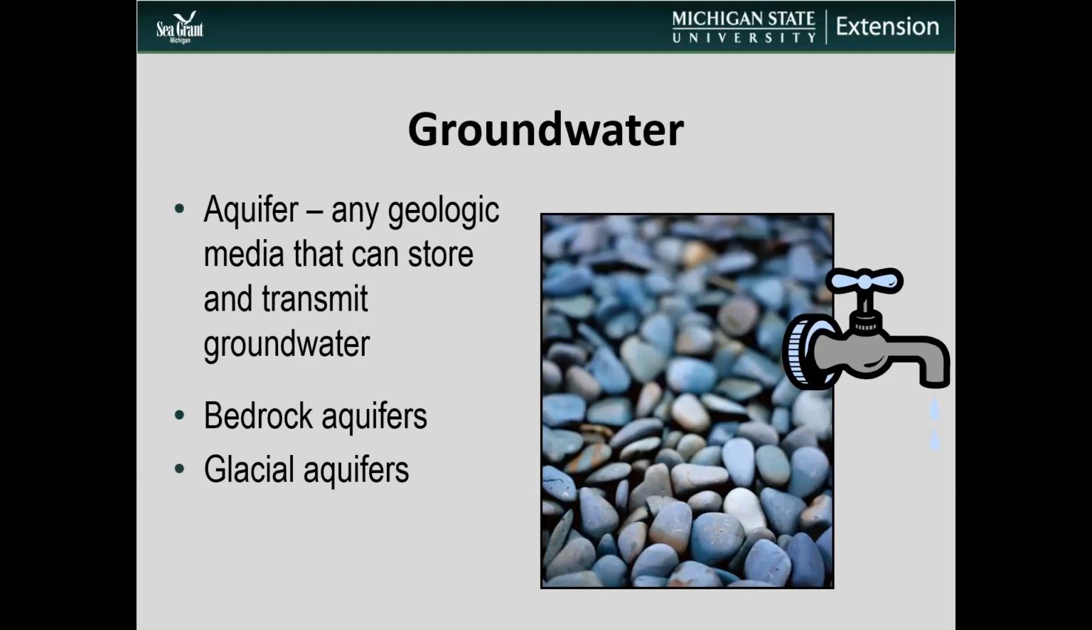In Michigan, we have a couple of different types of aquifers. An aquifer is a geologic media that can store and transmit groundwater, and we divide those up between bedrock and glacial aquifers. Bedrock aquifers are those that are in hard rock or consolidated materials like sandstone, and glacial aquifers is where the groundwater is stored in glacial sediment, such as sands and gravels and clays, and those sediments are deposited on top of the bedrock throughout Michigan.